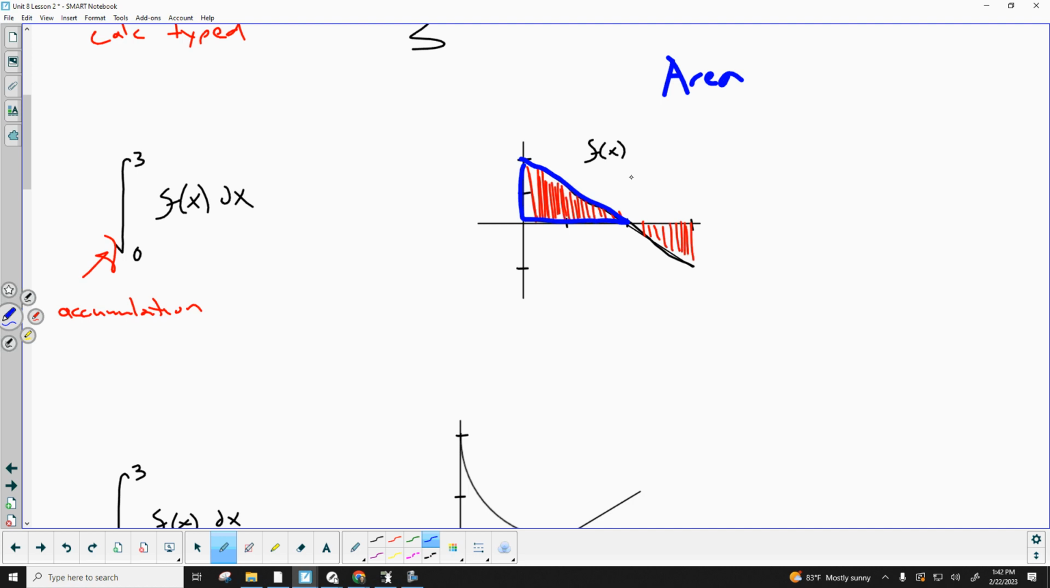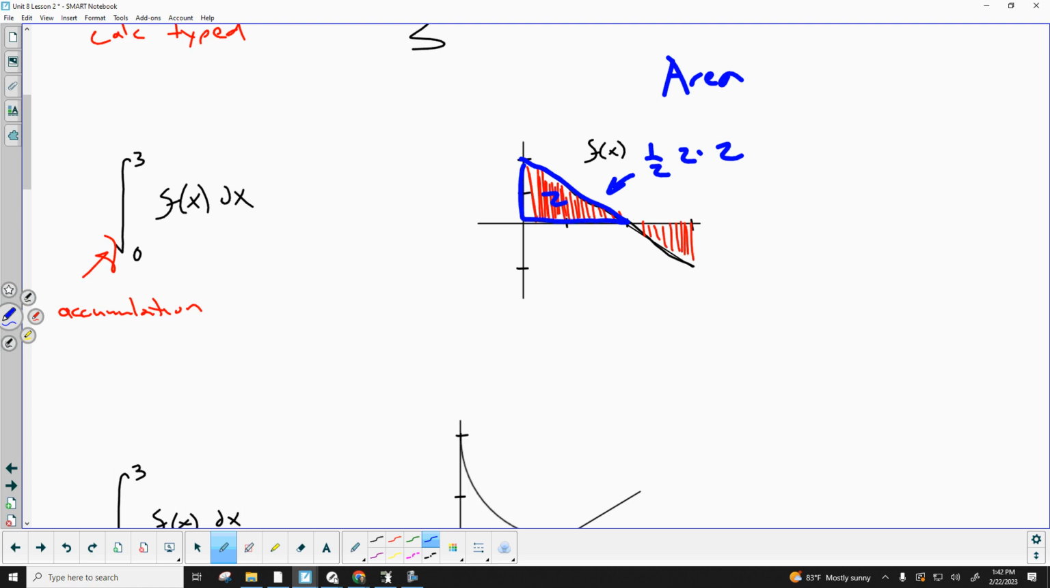Okay. The big difference between stuff we've already done and today is that you're going to have to find some areas and you're going to have to use some geometry. Half base times height. This area is 2.